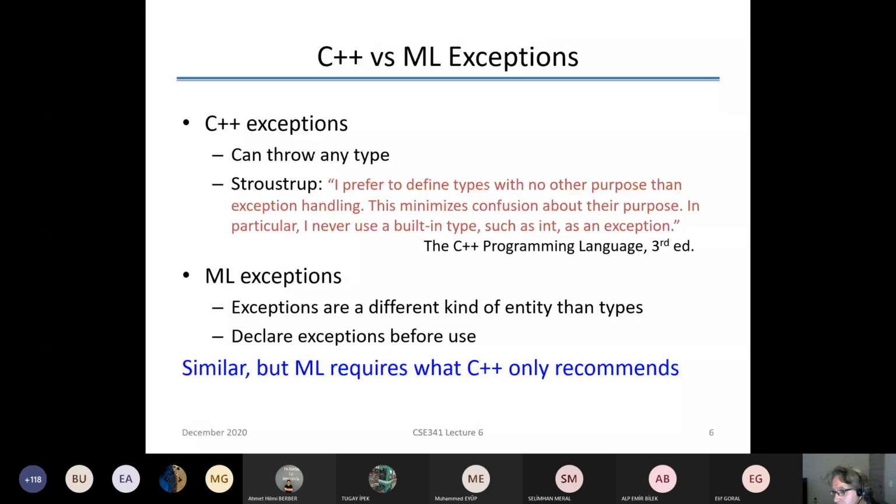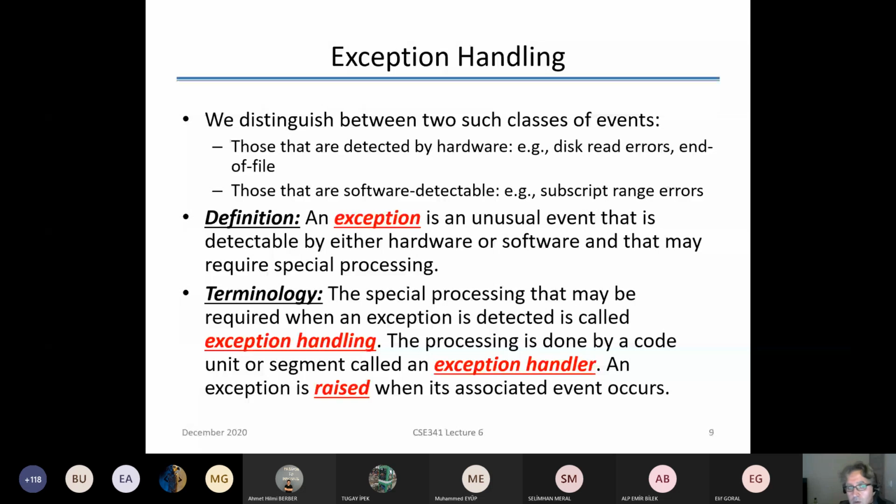Now let's look at what is available for us to actually do. So we distinguish between two classes of events. Those that are detected by hardware, this is one possibility, and the other one is the software detectable problems, like a subscript being out of the range of an array, subarray, whatever.